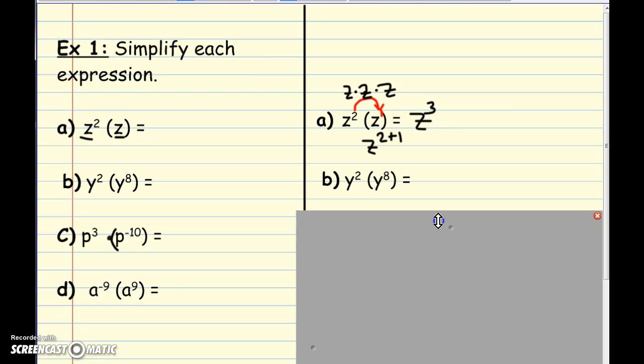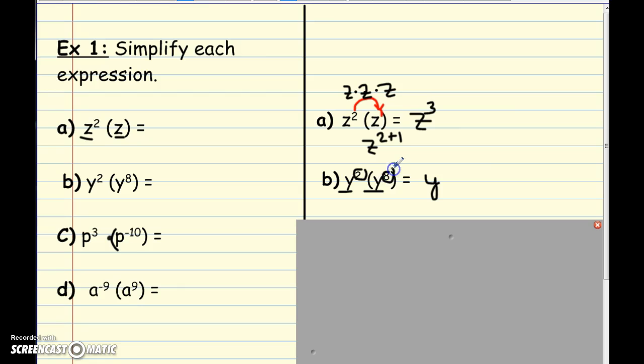So here's another one. Again, y to the second times y to the 8th. Again, we just have y as that variable, so y is going to be in our answer. And just like the one up above, once you recognize that you have the same letter here, you simply add those exponents, and 2 plus 8 is 10, so the y to the 10th. Why don't you pause the video real quick and walk yourself through C and D and see if you get the same answers that I do.